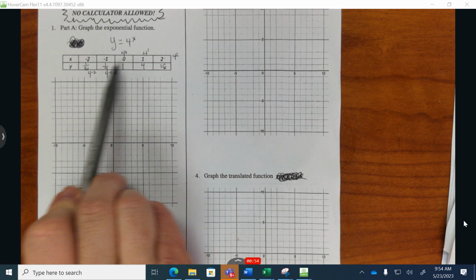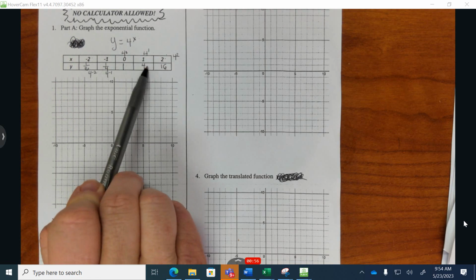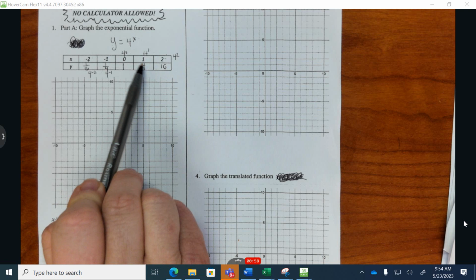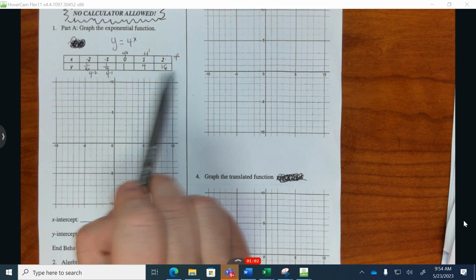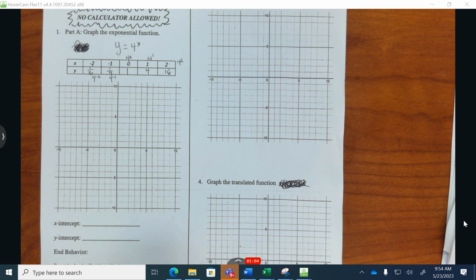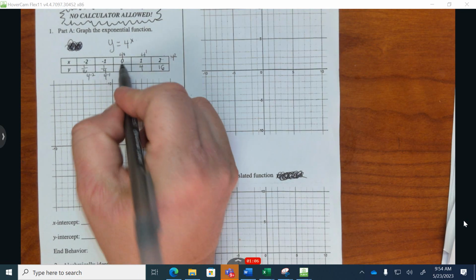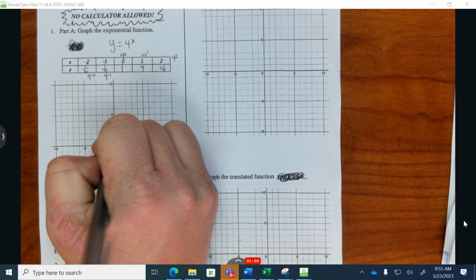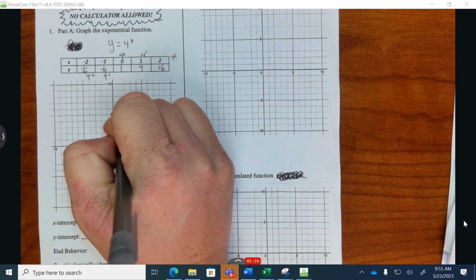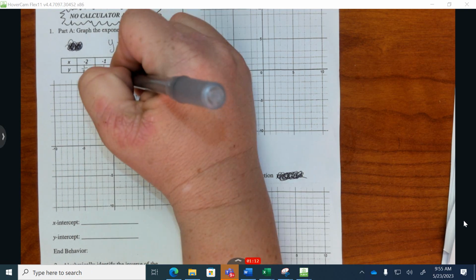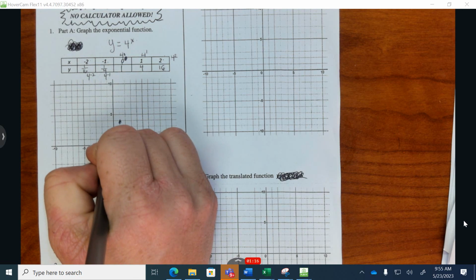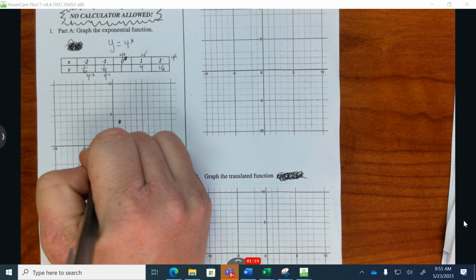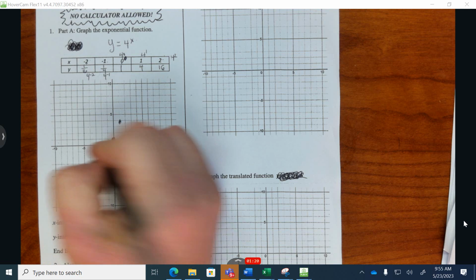When I compare these two, they should be reciprocals of one another. That's like flipping them. 4 over 1 becomes 1 over 4. 16 over 1 becomes 1 over 16. I'm now going to graph these. I understand some of these will be off the graph. So I go to 0, 1, 1, 4. So 2, 16 would be way up here. I'm just going to approximate. I go to negative 1 and 1/4 and negative 2 and 1/16.